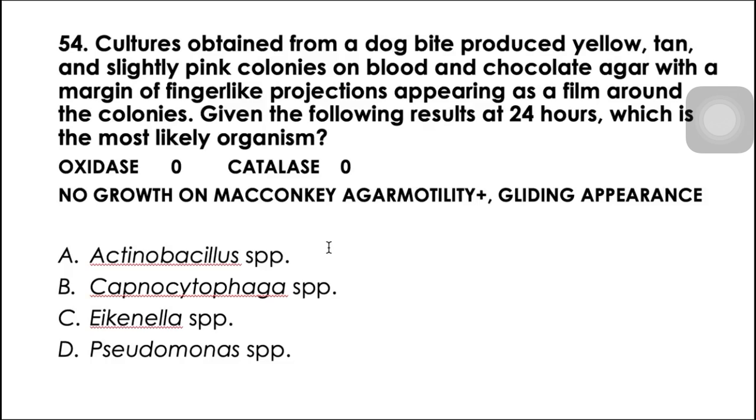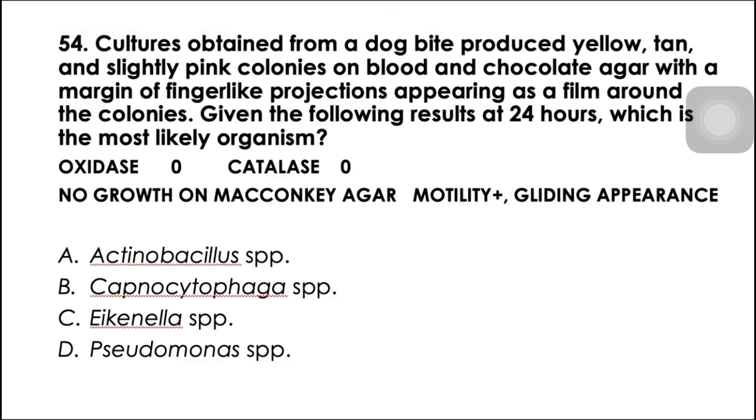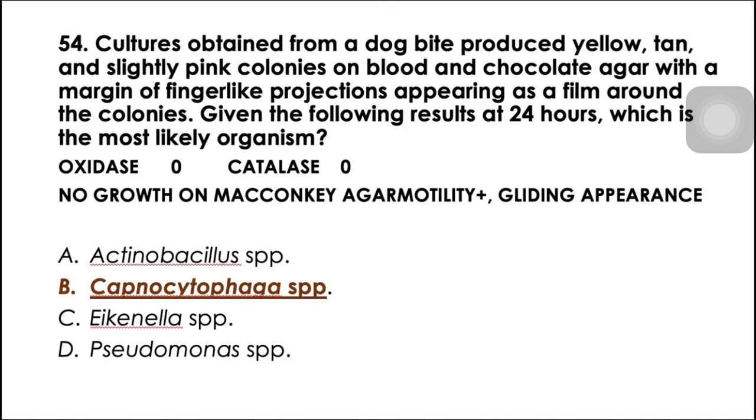Number 54, cultures obtained from a dog bite produce yellow, tan, and slightly pink colonies on blood and chocolate agar with a margin of finger-like projections appearing as a film around the colonies. Given the following results at 24 hours, which is the most likely organism? On MacConkey agar, no growth po siya. And then on its motility naman po, no? So again, no growth on MacConkey agar, while for motility, it shows a gliding motility. Alam niyo yan, gliding motility, we have Capnocytophaga.